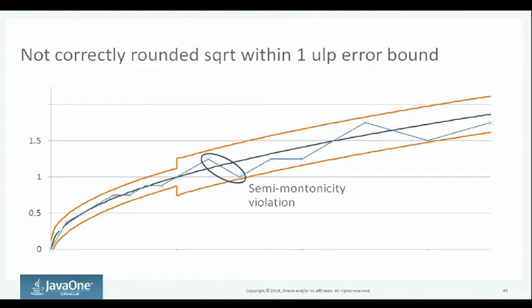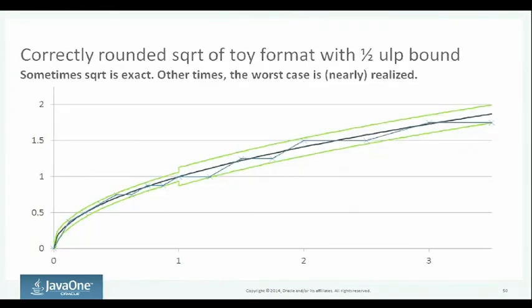So we wouldn't want to use this approximation if we could avoid it. We'd much rather use an approximation that looks like this. This is the correctly rounded approximation to square root in this format. We can see that it has the semi-monotonicity requirement. It's either going up or staying the same, and it meets the error properties. This is the best we can do for a square root approximation in this format.